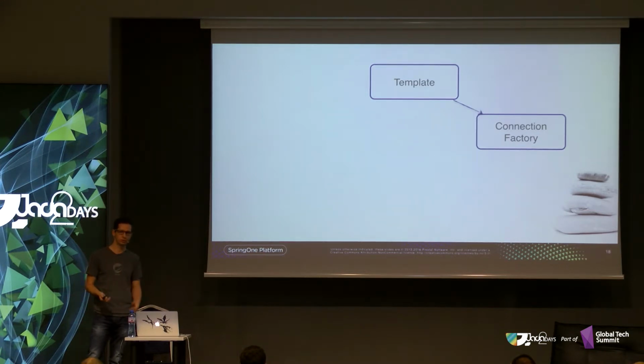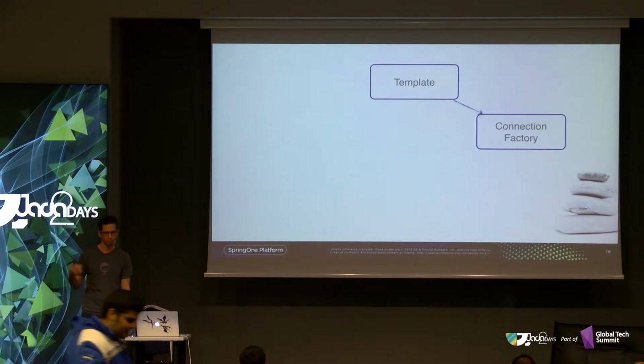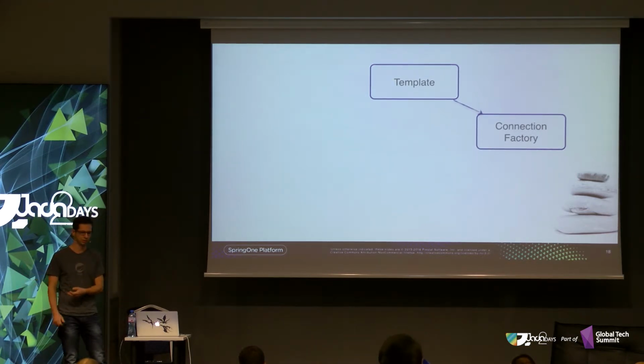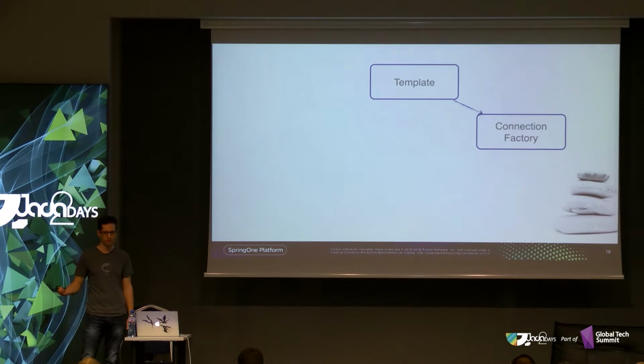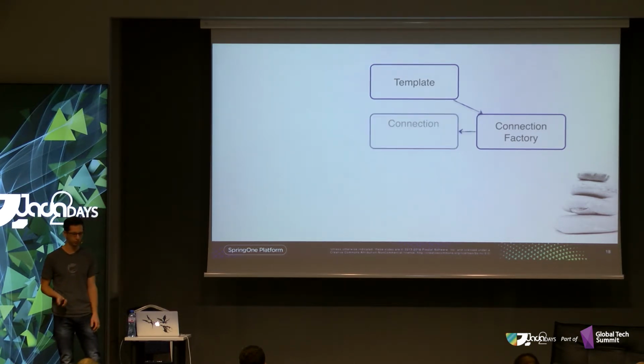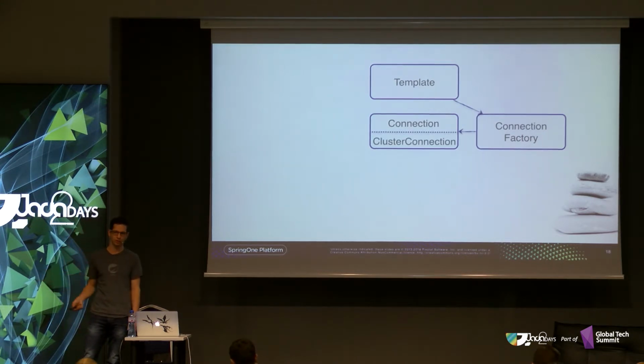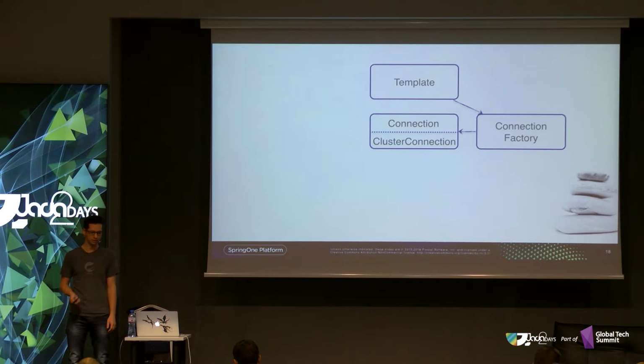Those of you who are familiar with the Spring Stack will probably know all the templating stuff, JMS template and JDBC template. The template basically manages the resources and handles exceptions. Under the hood, it uses a connection factory that gives you the actual Redis connection or a clustered Redis connection that lets you interact with a cluster.